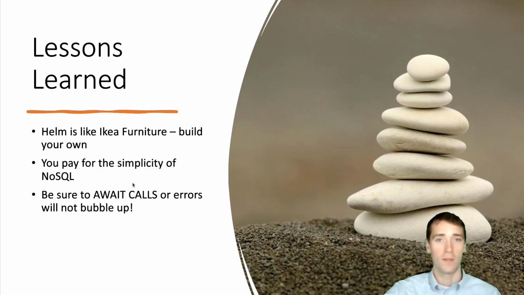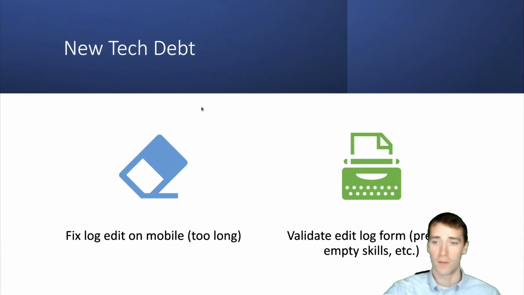Another one is more of a technical one. Make sure that you're awaiting things, because if you're calling something that's an async function and you don't have an await in front of it and you have a try catch somewhere bubbled up, it's not going to catch the error because it's asynchronous. So it just skips right over the try catch block. Not very exciting, but that was a fun one for this week.